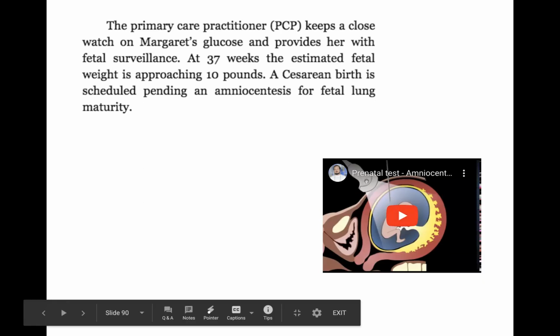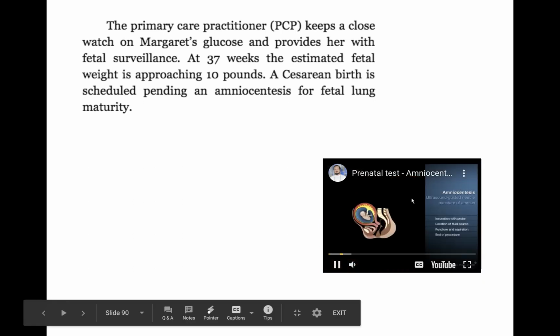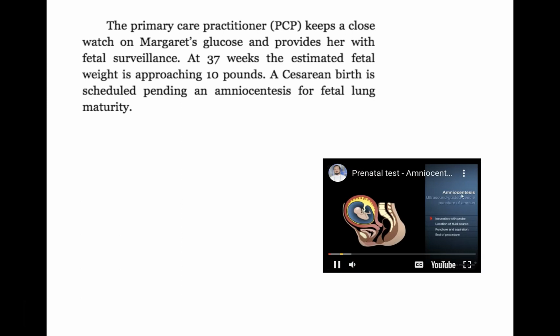And I think we did this already. Okay, for the next minutes, we're going to talk about amniocentesis.